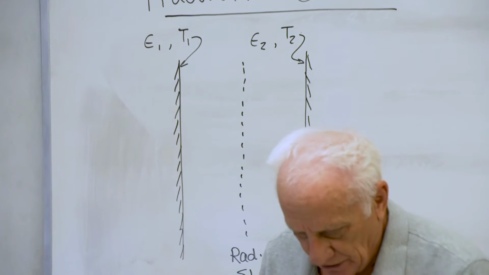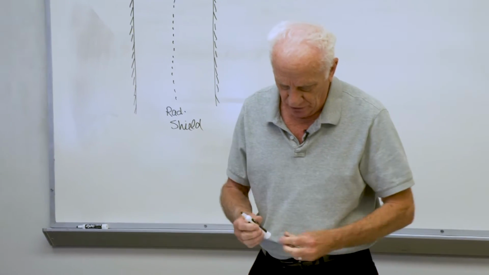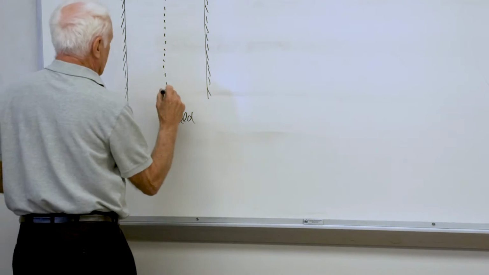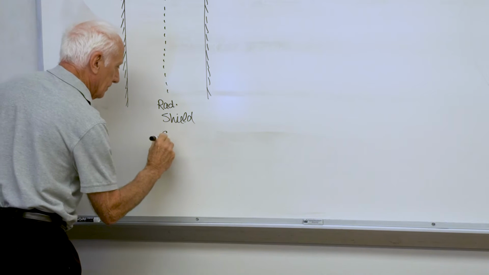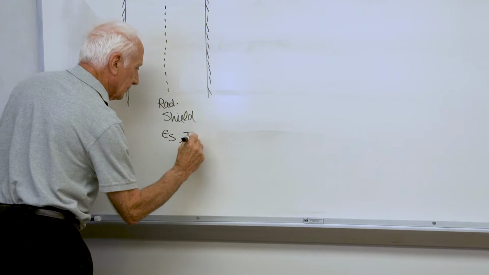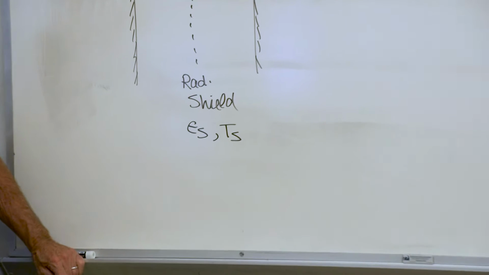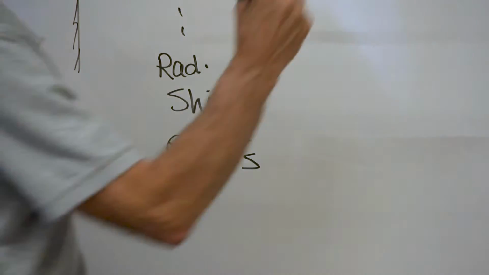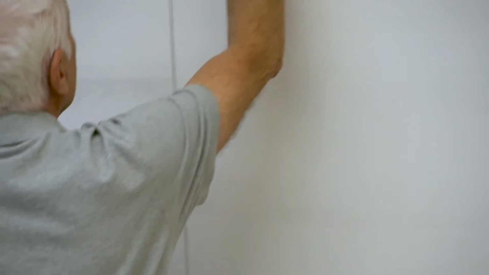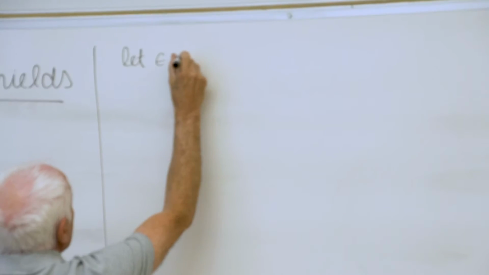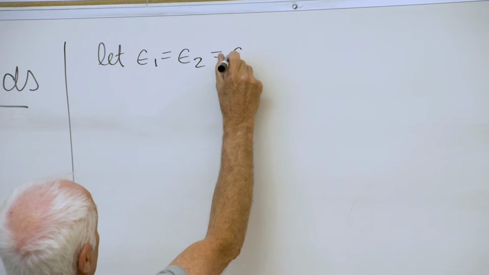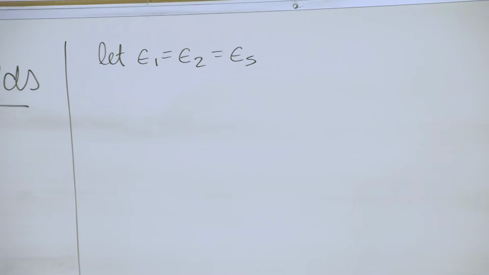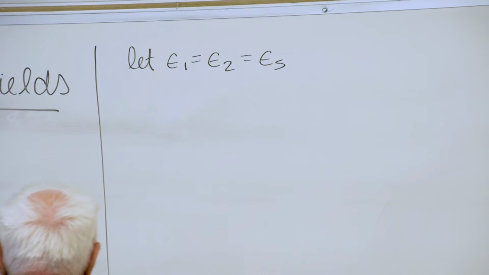So for this particular model, we're going to assume that, let's put this down here, epsilon shield and the temperature of the shield. Of course, this temperature is going to be different from T1 and T2 because it's in the middle. Now, we're going to assume epsilon 1 equal epsilon 2 equal epsilon shield. We could change that if we want later on, but it makes matters a little simpler if we start out with that.